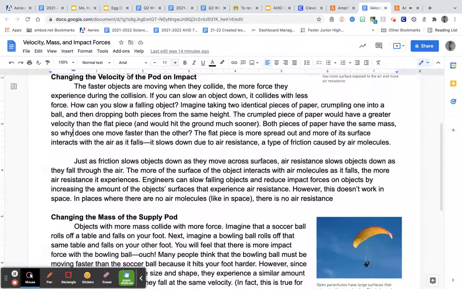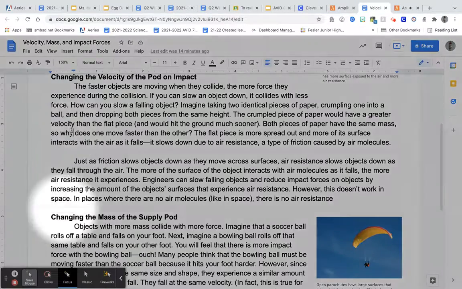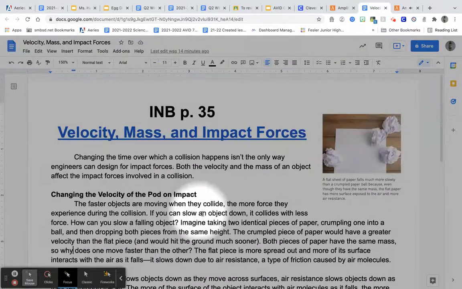Velocity, mass, and impact forces. Changing the time over which a collision happens isn't the only way engineers can design for impact forces. Both the velocity and the mass of an object affect the impact forces involved in a collision.